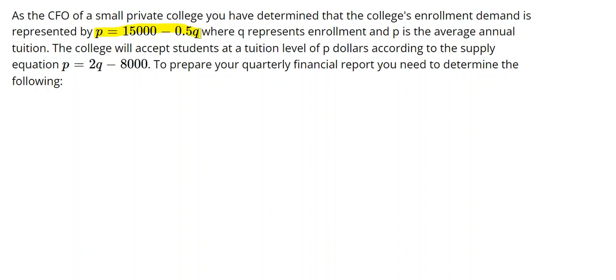P equals 15,000 minus 0.5Q. And we know that because it tells us that it is enrollment demand. Then we have a supply equation, which is given by this equation. And that we know because it says according to the supply equation. And to prepare your quarterly financial report, you need to determine the following. And the first thing that we want to do is find the equilibrium point.